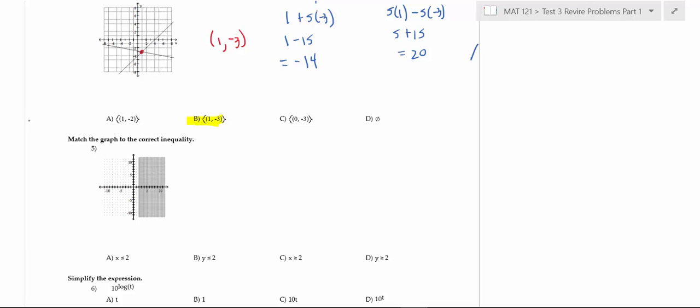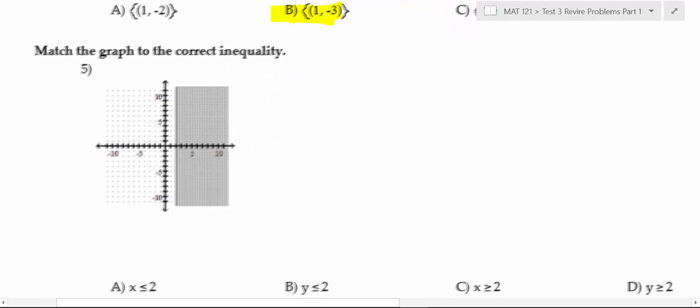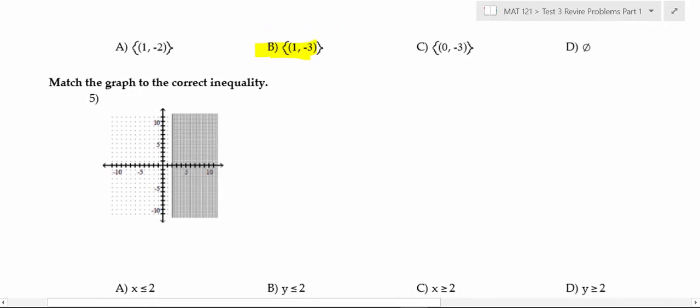Really two fundamental ways. Okay, so this says match the graph to the correct inequality. So the first thing that you'd want to see on this, and I'm going to zoom in a little bit as I go through so I can see this better, is that what we have is the line x equals 2. You have a vertical line going through x equals 2. You have a solid boundary line, and then you're shading to the right of this. So you're going to say x is greater than or equal to 2.